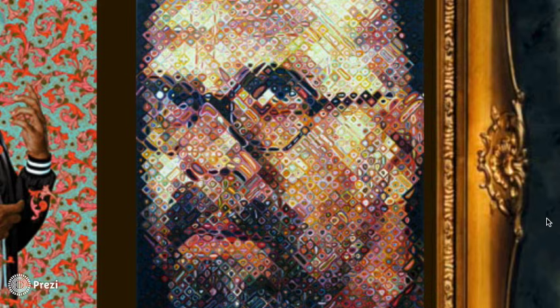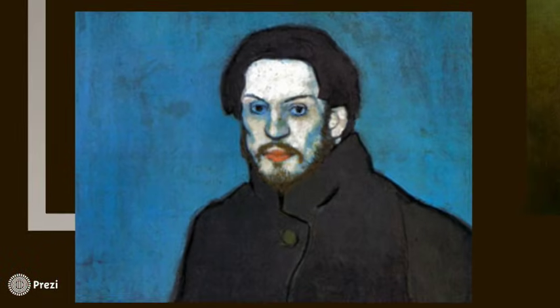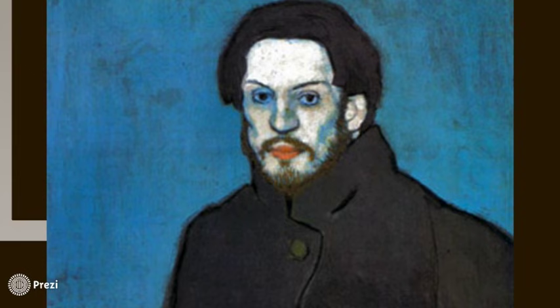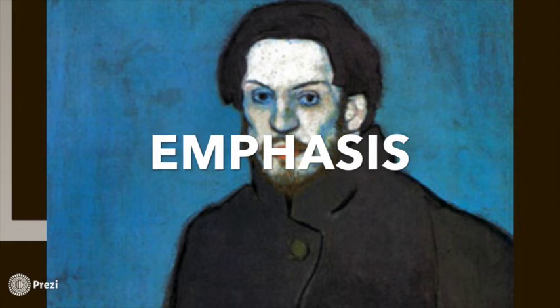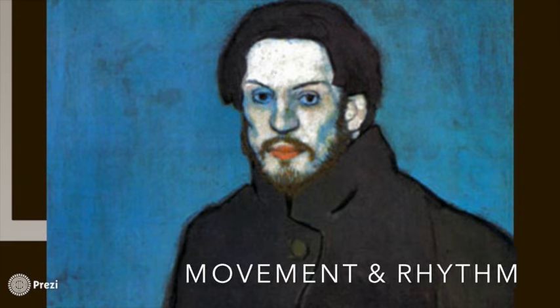Chuck Close used a lot of shape, color, and he also has a lot of variety in this painting. So as you're starting to work on your self-portrait, not only will you be thinking of the elements of art, but also those principles of design or principles of art. Balance, proportion, emphasis, variety, movement, rhythm, and harmony.